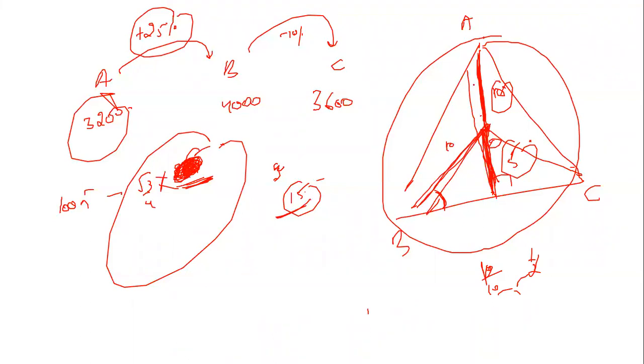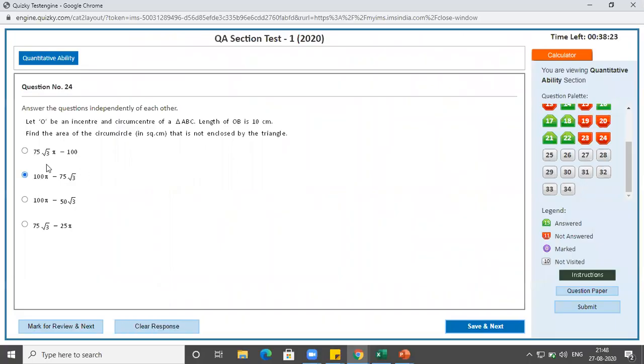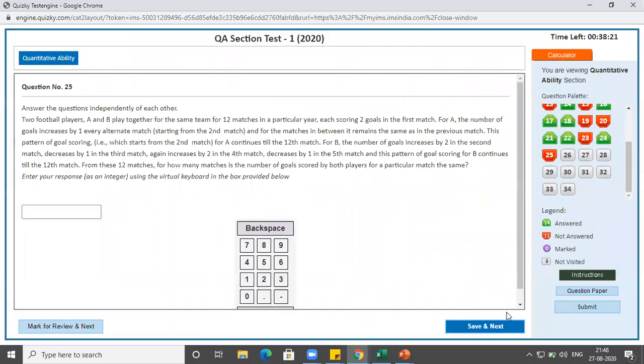So if the height is 15 in an equilateral triangle, what is the side? √3/2 of the side is my height. Height is 15, right? So the side is 30 upon √3, and the area is 3/4 into 30 into 30 upon 3, so 300 upon 4. So 75√3. So 100π minus 75√3, which is my option B.